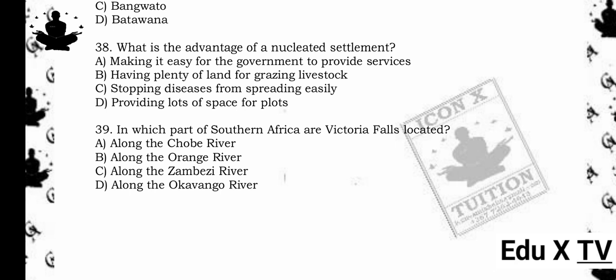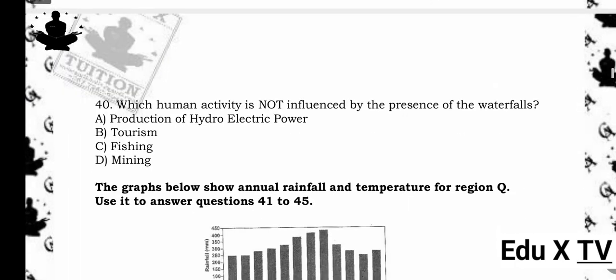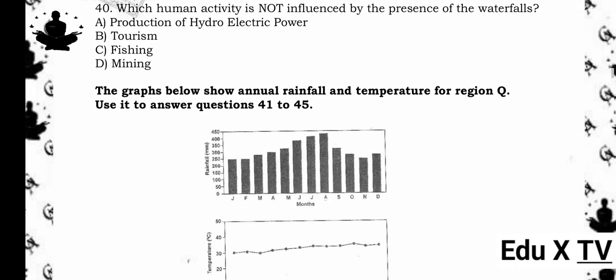39. In which part of southern Africa are Victoria Falls located? A. Along the Chobe River. B. Along the Orange River. C. Along the Zambezi River. D. Along the Okavango River. The answer is C. Along the Zambezi River. Reason being, Victoria Falls is located on the Zambezi River, between Zambia and Zimbabwe.